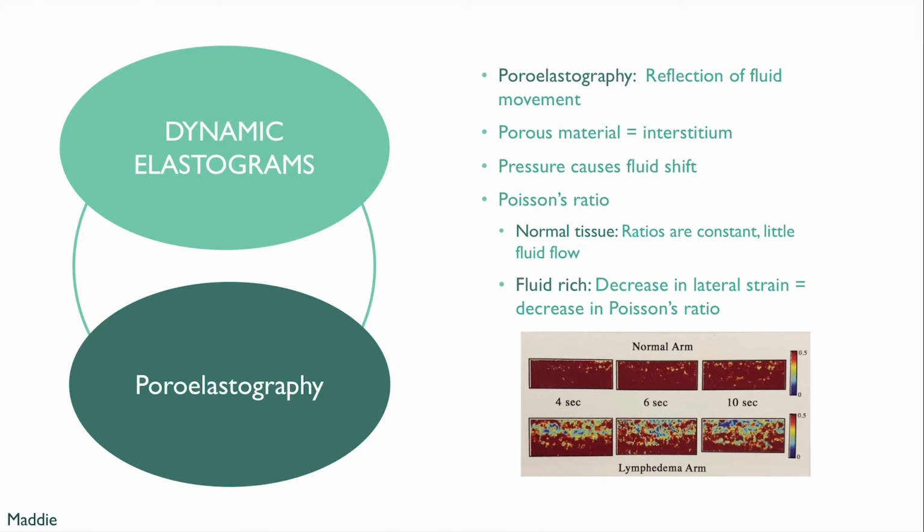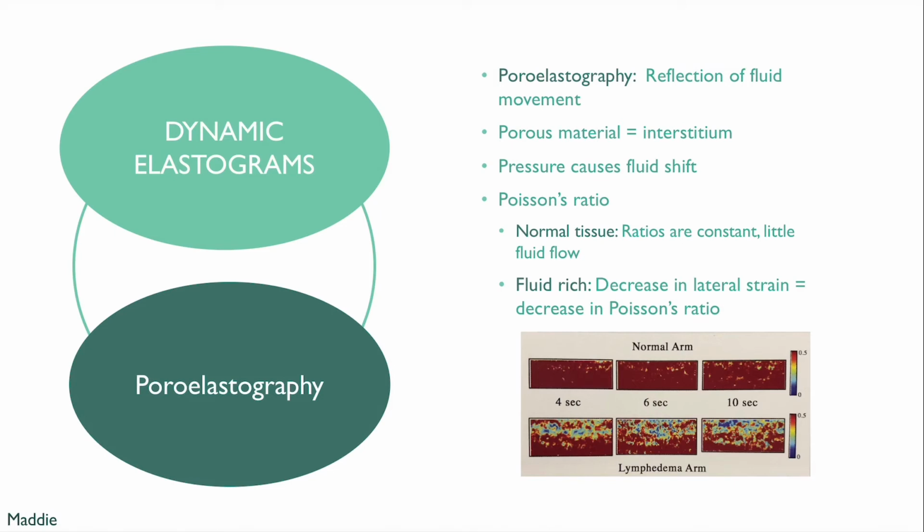Poroelastography is the reflection of fluid movement. Porous material, including tissue, has fluid between cells, or interstitial fluid. Fluid may move away from a pressure site. Just like pushing on a sponge forces water away from the side of force, pushing on tissue may force fluid away from the transducer. Just as static elastograms are generated, multiple images are produced as pressure is applied to show displacement of fluid.